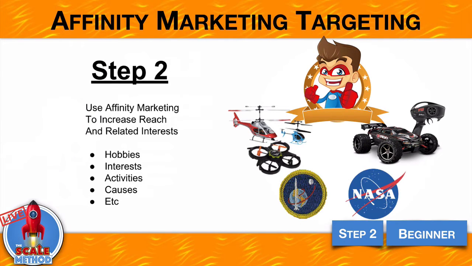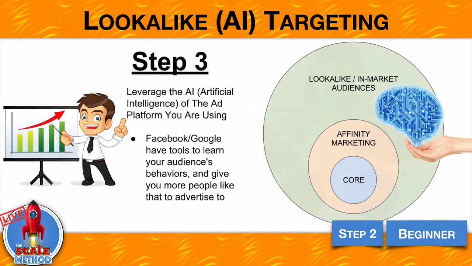So maybe they're targeting Recs, but what about someone who's interested in remote control helicopters? Could they be interested in rockets? What about people interested in remote control cars? The bottom left-hand side, there's a patch for rocketry. So what about advertising to people in the Boy Scouts? Or what about people and their parents who are interested in the NASA fan page? Those would be considered affinity audiences.